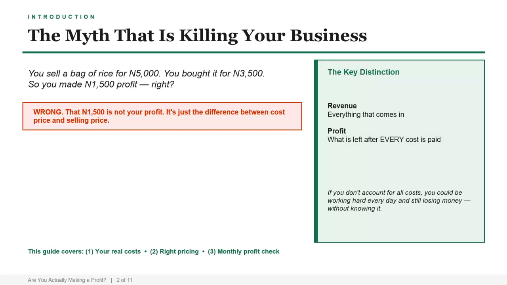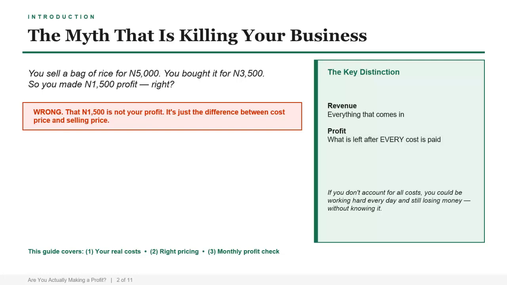All right, but there's a distinction. Revenue is everything that comes in. Profit is what is left after every cost is paid. If you don't account for all cost, you could be working every day and still losing money without knowing it.